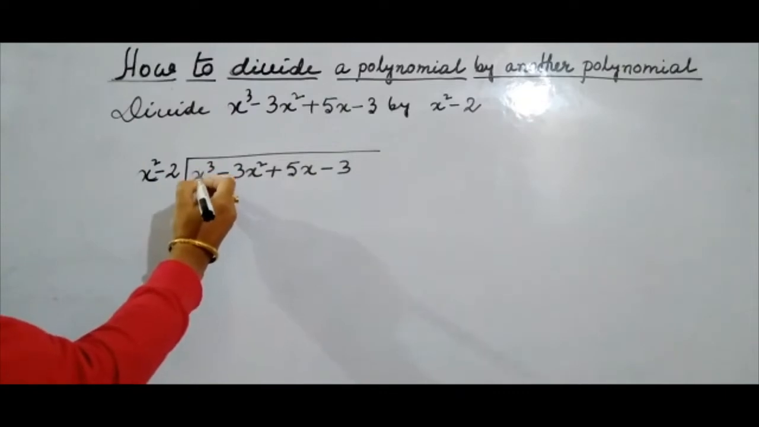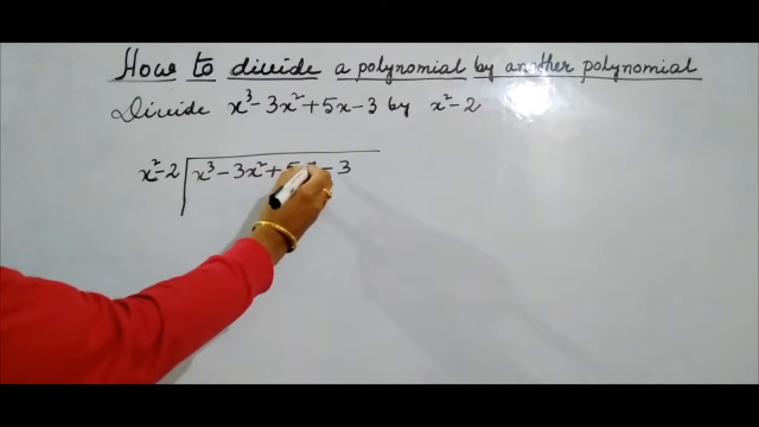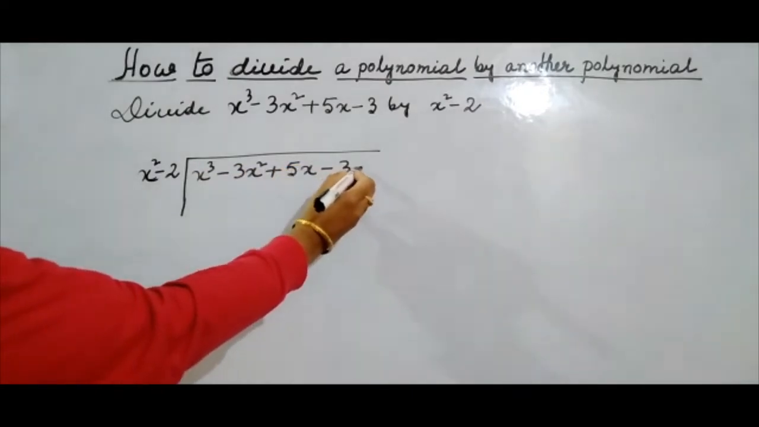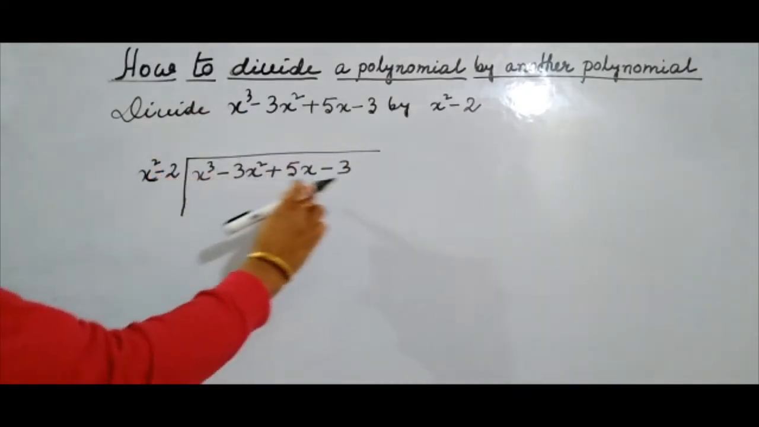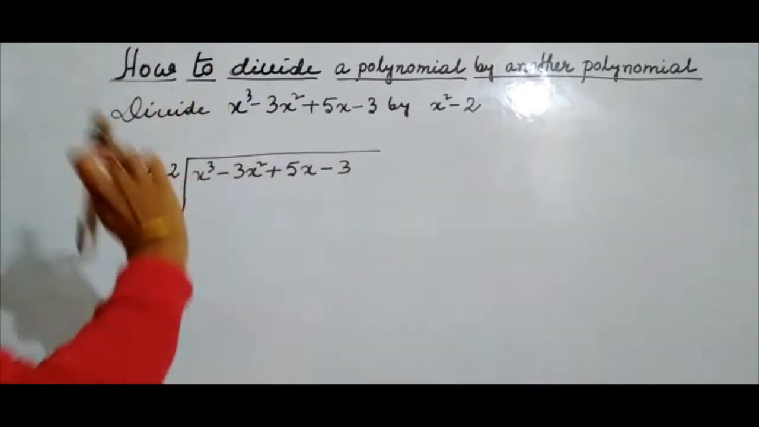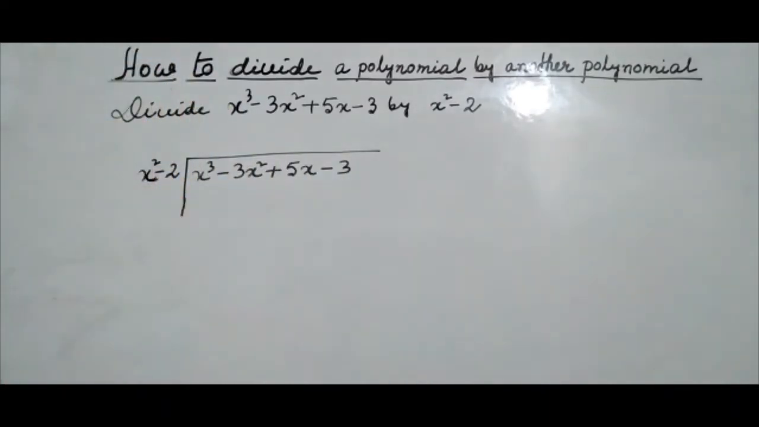So here x cube, power is 3, then after that 2, then after that 1, then this can be written as x power 0, right? So this is already in standard form. That one first we have to check. Now how to divide?